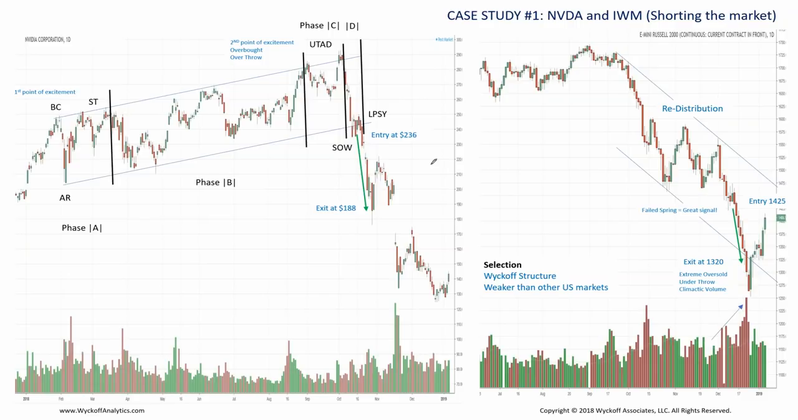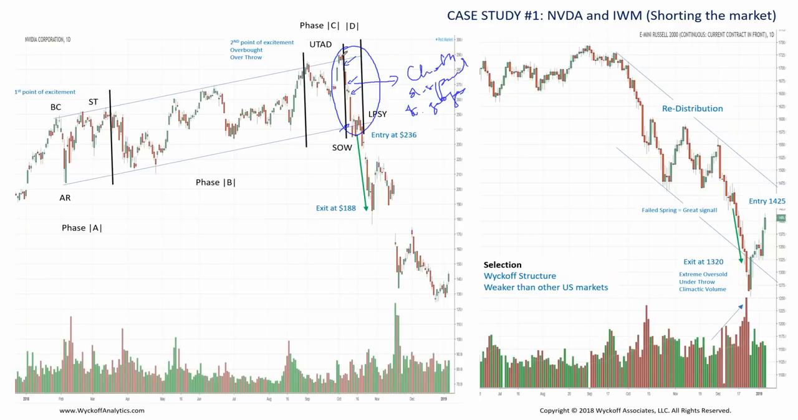How do we transition from a leadership stock into a stock that is for sale and into a stock that we could short with confidence? Well, this whole move right here, look what happens here. It's a change of character. The stock is starting to behave in a different way. We're seeing multiple gaps at the open. We're seeing how the down spread is increasing.